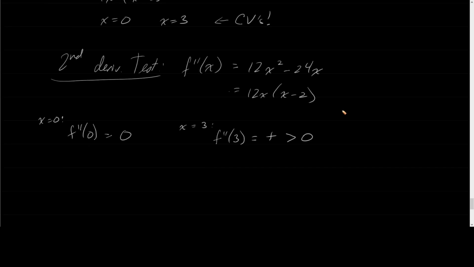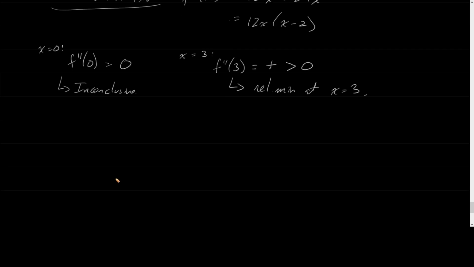So in here, the second derivative, where we got 0, this is inconclusive. But for this one, where we got positive, we got a relative minimum at that critical value, x equals 3. Right? Now, where it was inconclusive, what can we do? Well, we know other ways for figuring out whether something's a relative max or a min, right? So what we can do here is use the first derivative test.